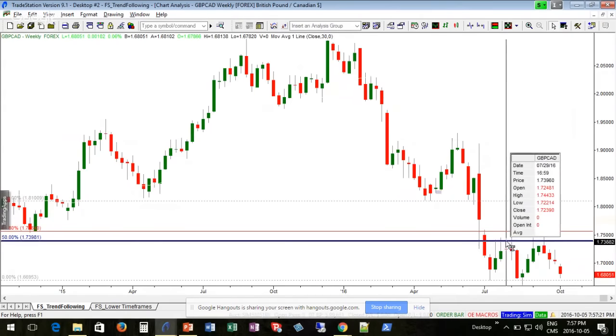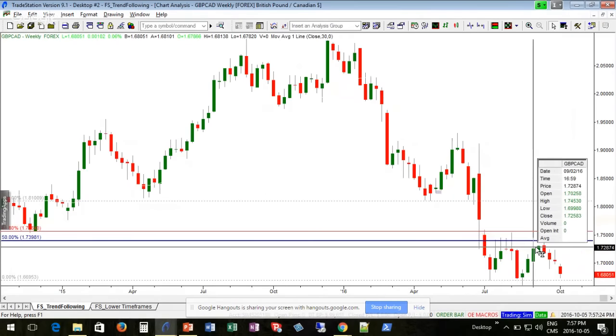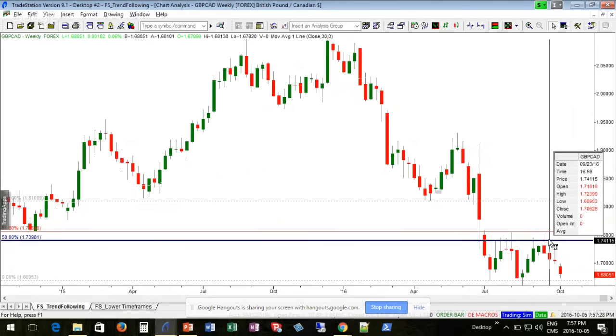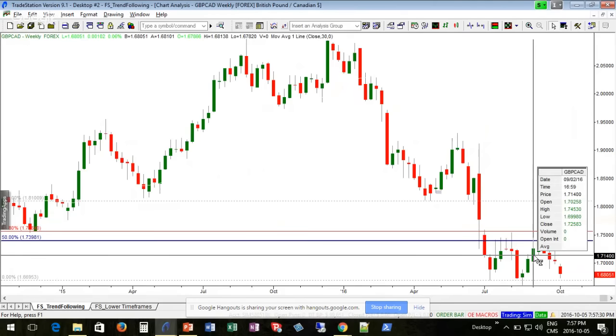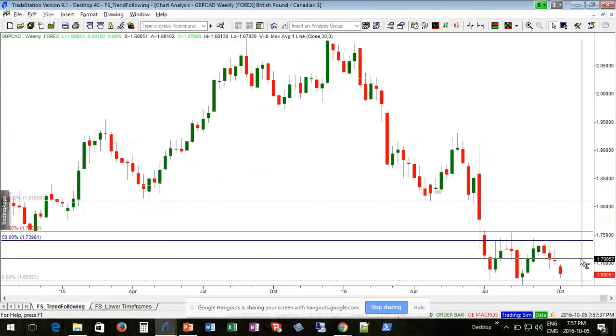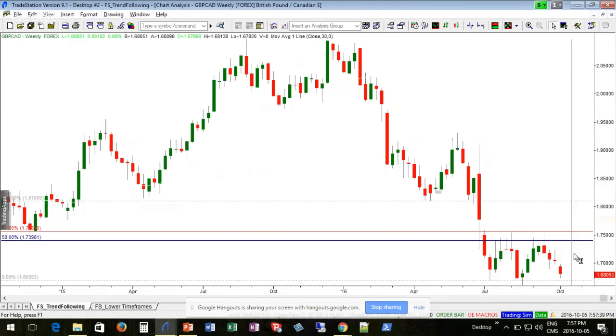Sold once, twice, three times, four times in this area, and then again when it came back, bears were still there trying to sell this market 5 and 6 times, and obviously at some point bulls gave up and there was no one else buying. This market could only go down.